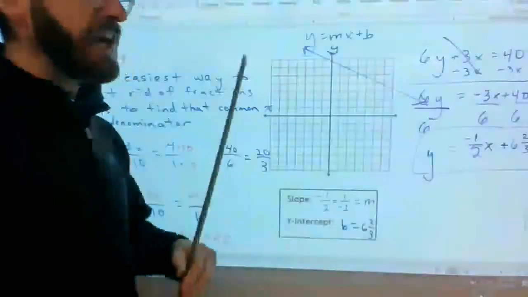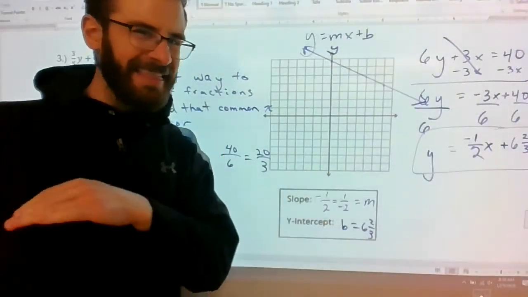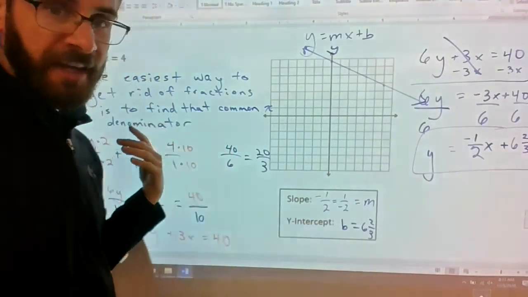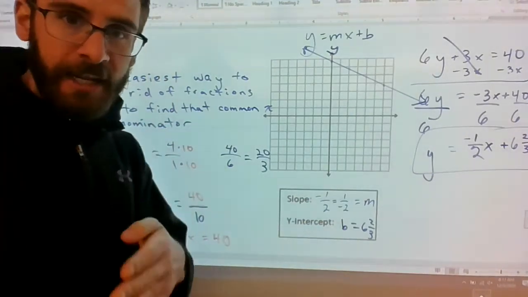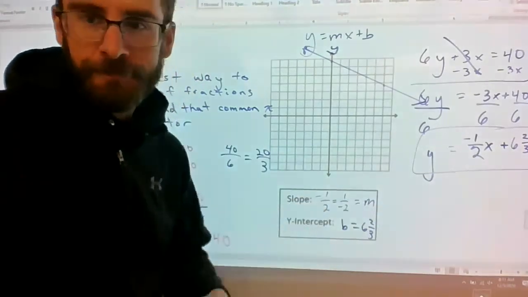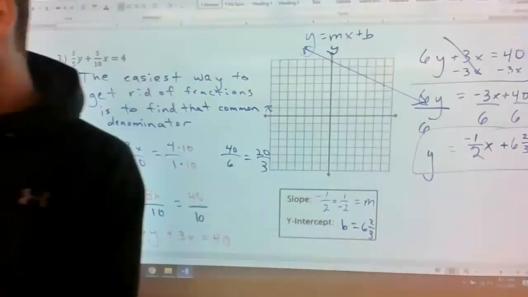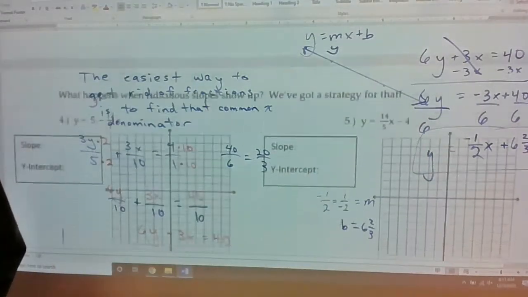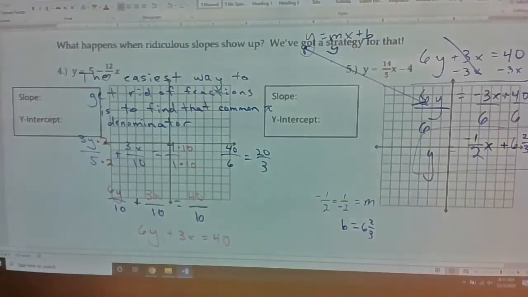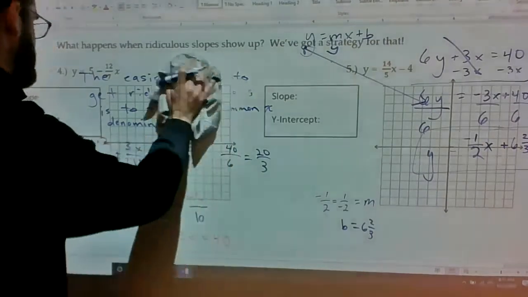All right, so if you have decimals, multiply by 10. That gets rid of the decimals. If you get fractions, find those common denominators and then ditch them. What else could we see here? Oh, yeah. Okay.